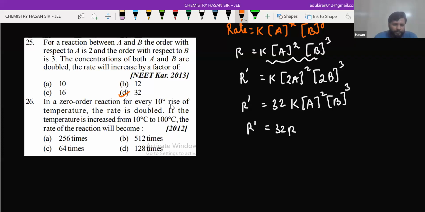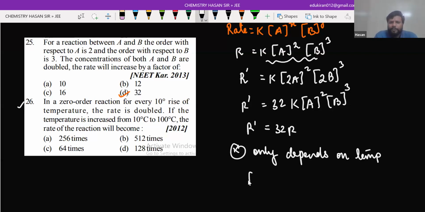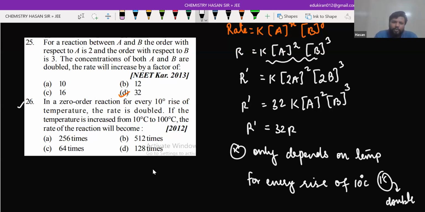Any answer for 26? This is based upon the fact that the rate constant only depends upon temperature. For every rise of 10 degrees centigrade, K becomes double. So you can see, going up to 100 degrees centigrade, when you go from 10 to 20, it was K, now it becomes 2K.